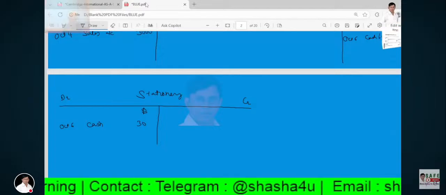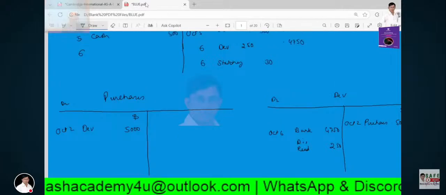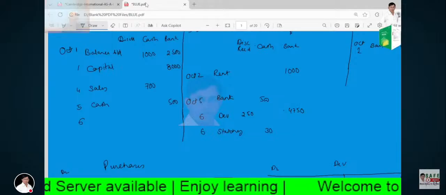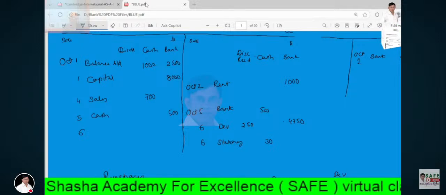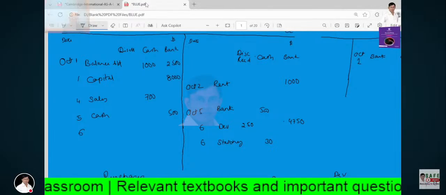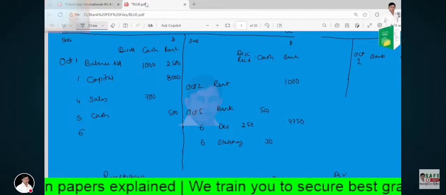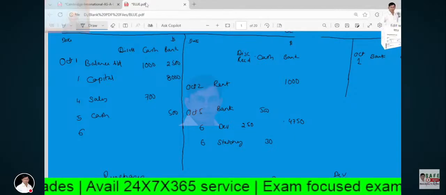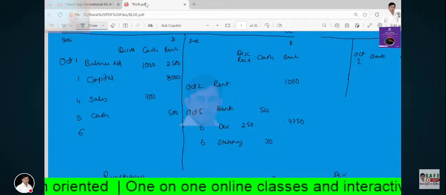So now we have to balance. How do we balance? The most important account here is the cash book. So basically what you have to do, you add all this. So 2500 plus 8000 plus 500 is 9.5 plus 10,000, and this side it is 1000 for 4750. It is 5750. 10,000 minus 5750. So what you have to do?